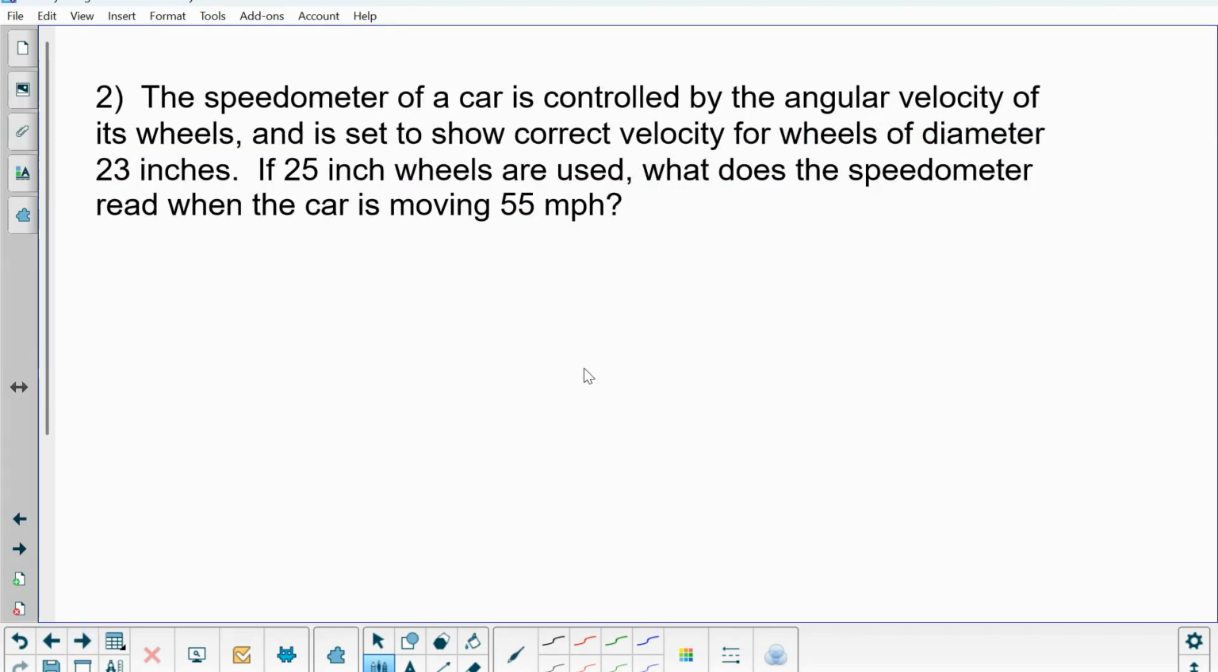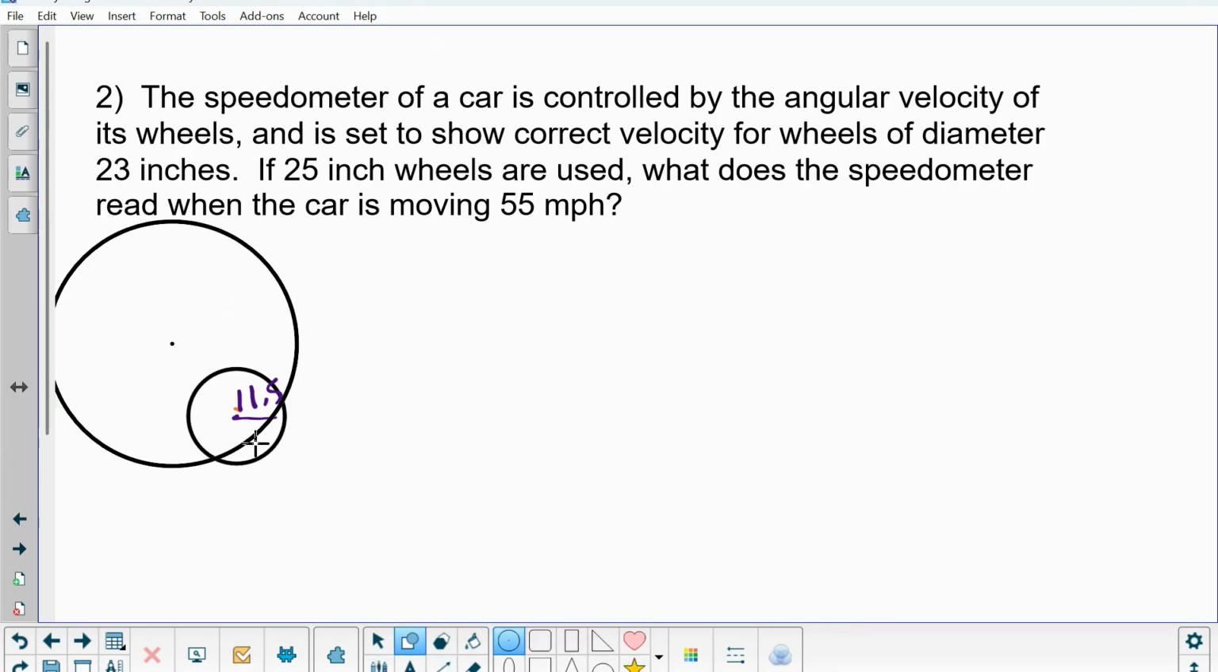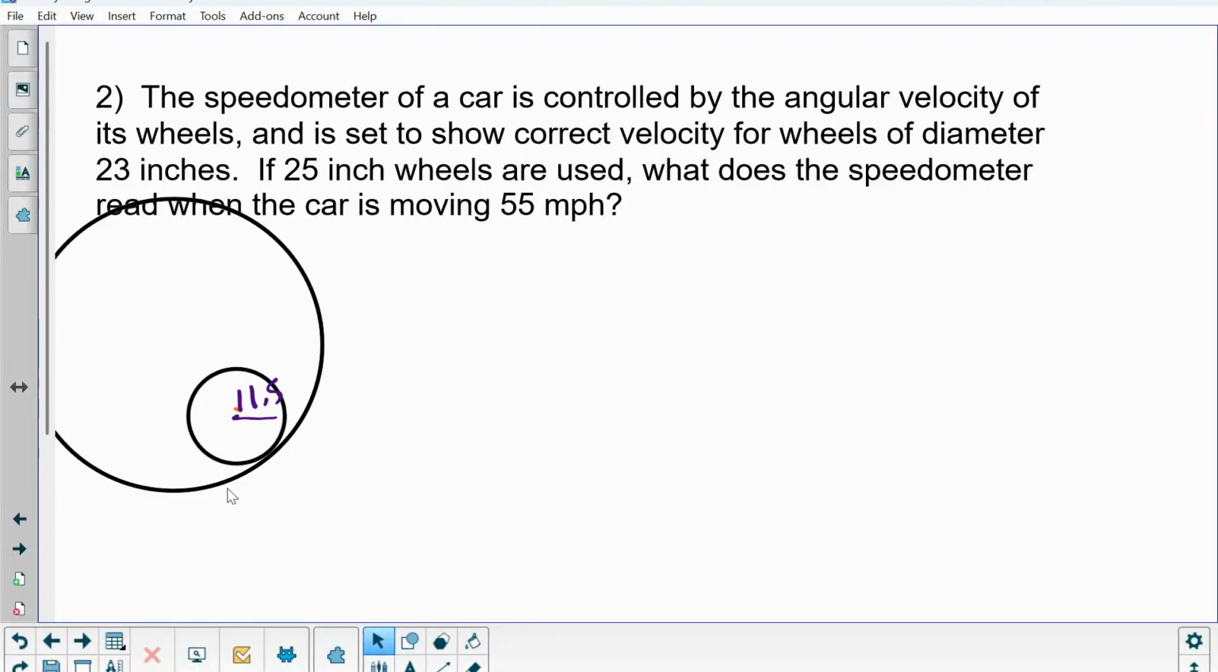Okay, question 2 here is that picture of two circles that are concentric. So we have a car that has, let me get that over here. There we go. We have a car that has a wheel with a diameter of 23. So that means the radius is 11.5. And it doesn't say anything about the speed for that car, that wheel. It gives you information about the speed for the larger wheel.